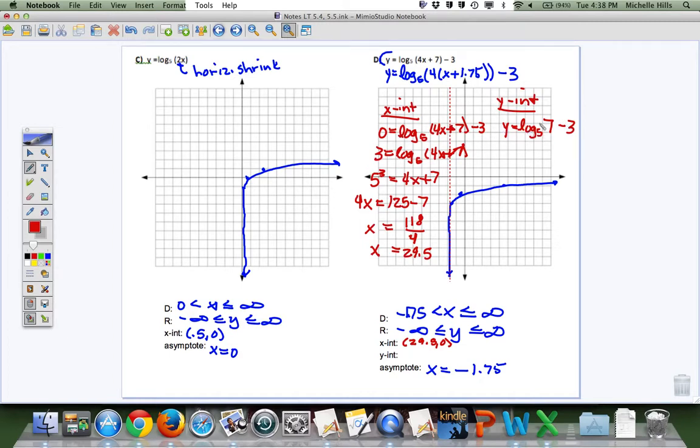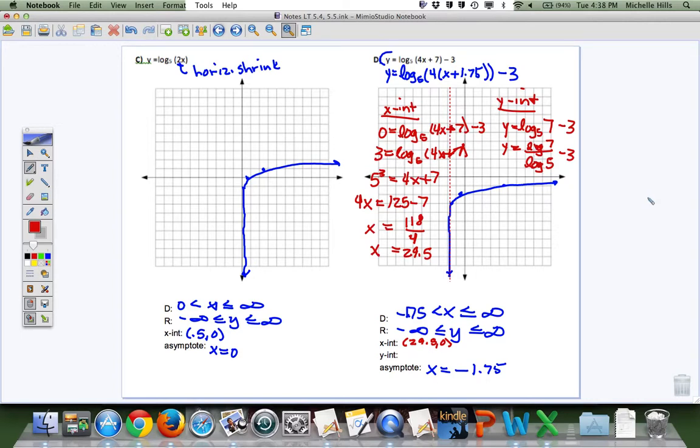What I'm noticing though, I could use the change of base formula here. So y equals the log, base 10 log of 7, or natural log of 7, divided by the log of 5, and then subtract 3 from that. I'm expecting this to be pretty close to -2, but not quite -2. So hang on just a second.